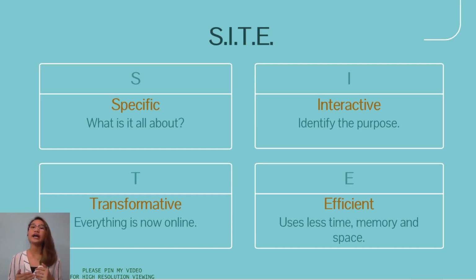And I am transforming it. Instead of teaching you guys face-to-face, I am doing it now online. So, yon. And after making it transformative, the last letter is E, efficient. So, it being transformative does not just end there. The most important thing that we have to include is efficiency. Efficient. So, we need to make sure it uses less time, memory, and space.